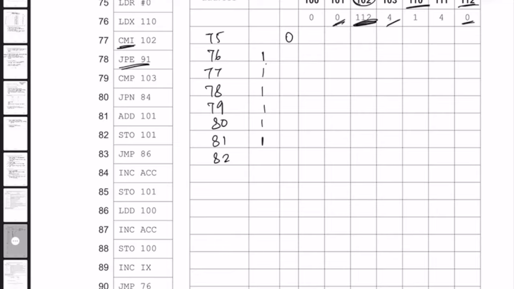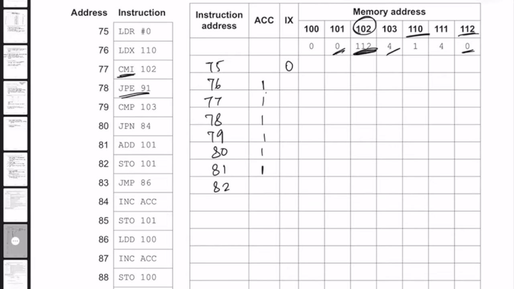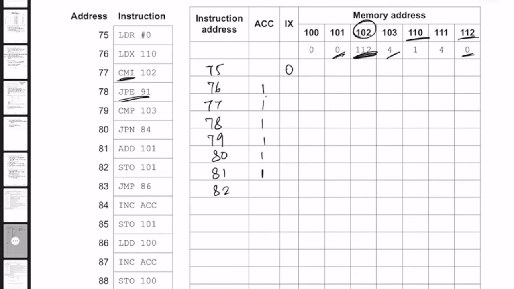82, store 101. So store is basically store the contents of accumulator in given address. So right now it's at 1, so we will store that in 101. So this becomes 1 here, right? Alright, hold up, I think we messed up a little bit. Compare 79, 10. Okay, I see what we got wrong here.